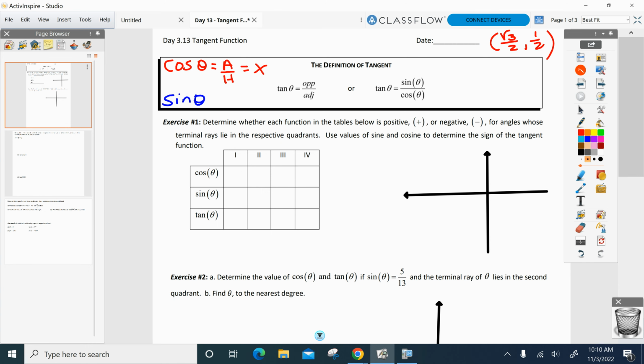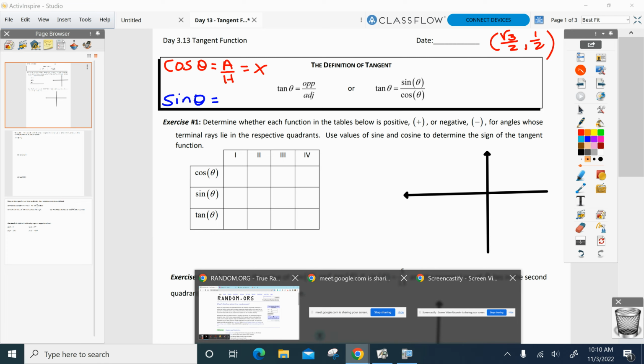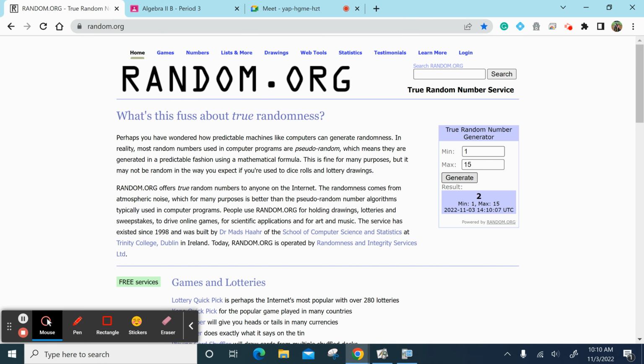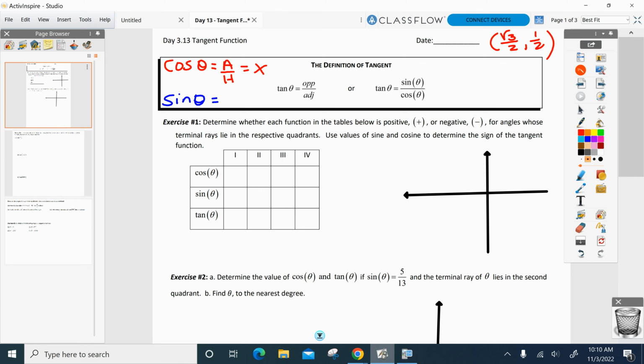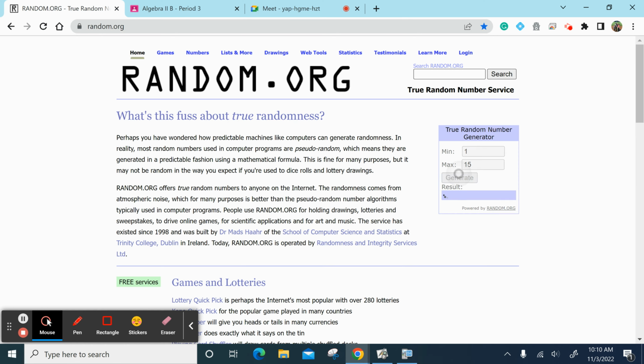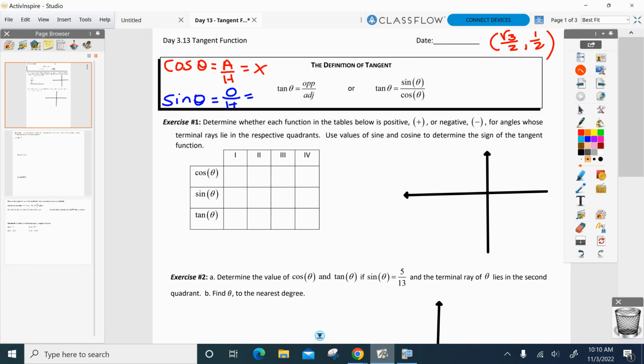All right, what about sine? Tell me the two different ways I could find the sine of an angle. Opposite over hypotenuse if I have a right triangle. If I'm on the unit circle, I'm going to use the y coordinate. All right, everyone good?